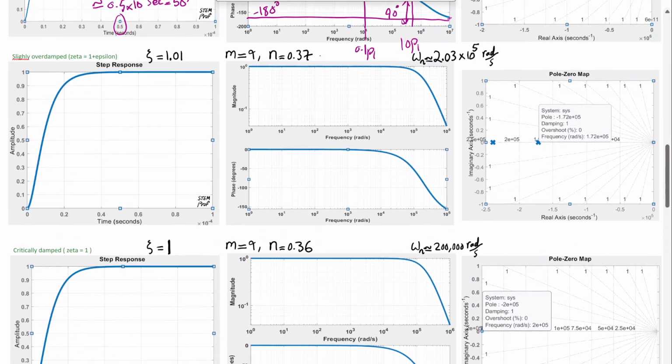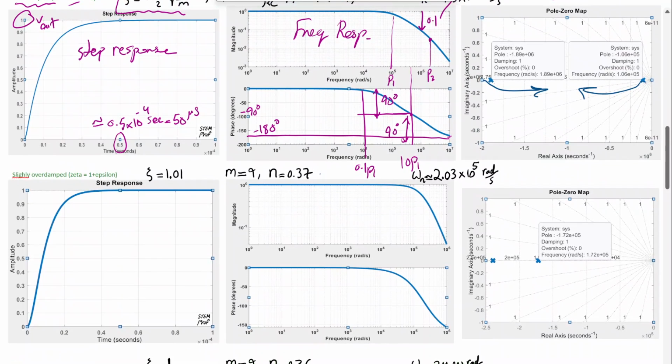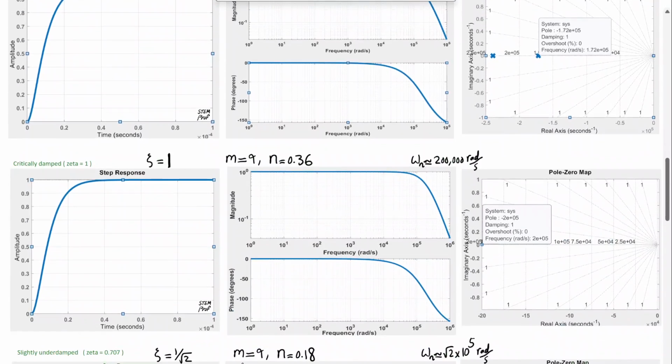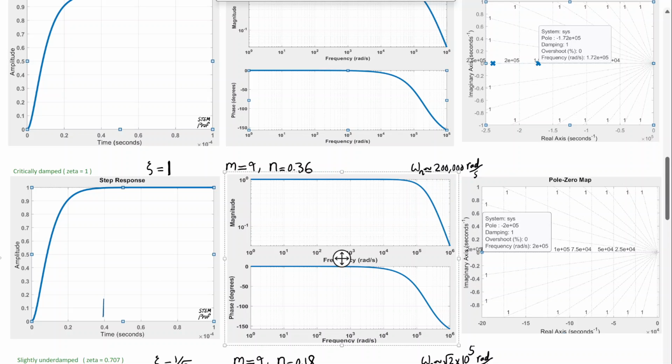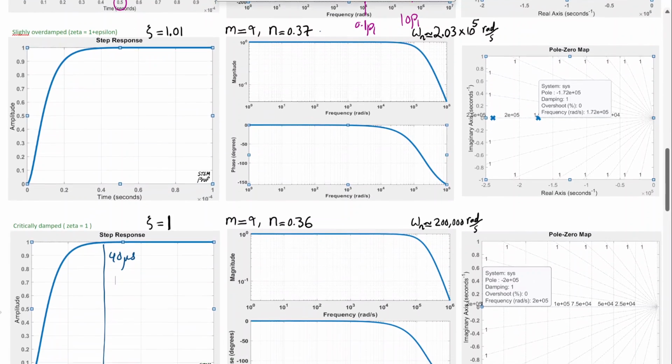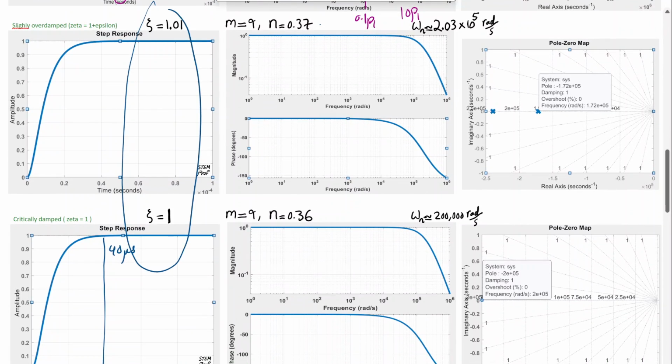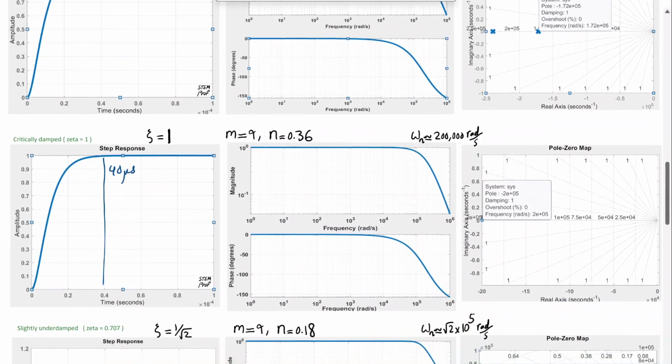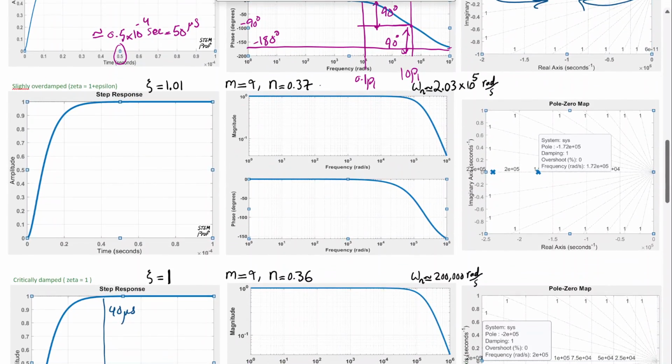So instead of let's say 50 microseconds, now it's happening at 40 microseconds. So this point is 40 microseconds. At 40 microseconds we get to steady state. So basically we get to steady state faster as we start reducing zeta. That's the benefit we get, but we need to be careful.